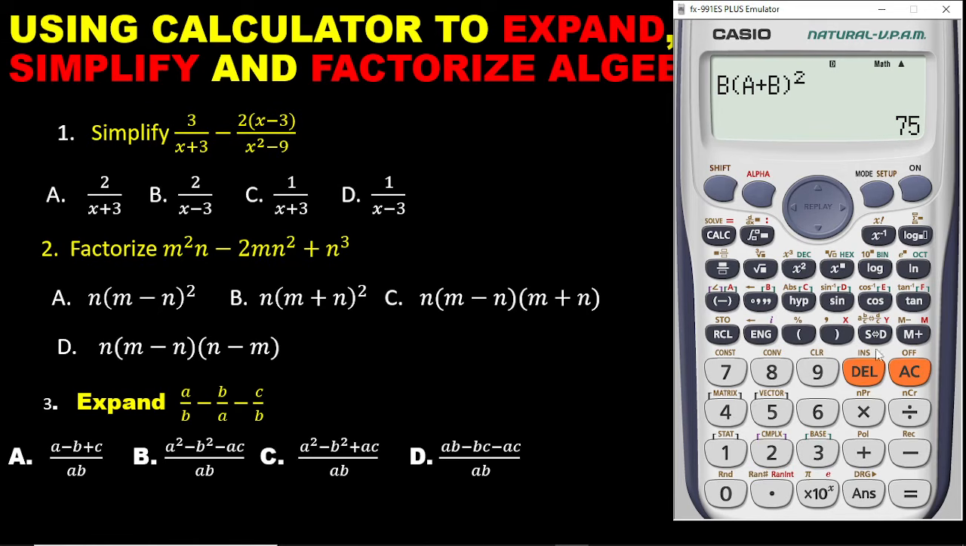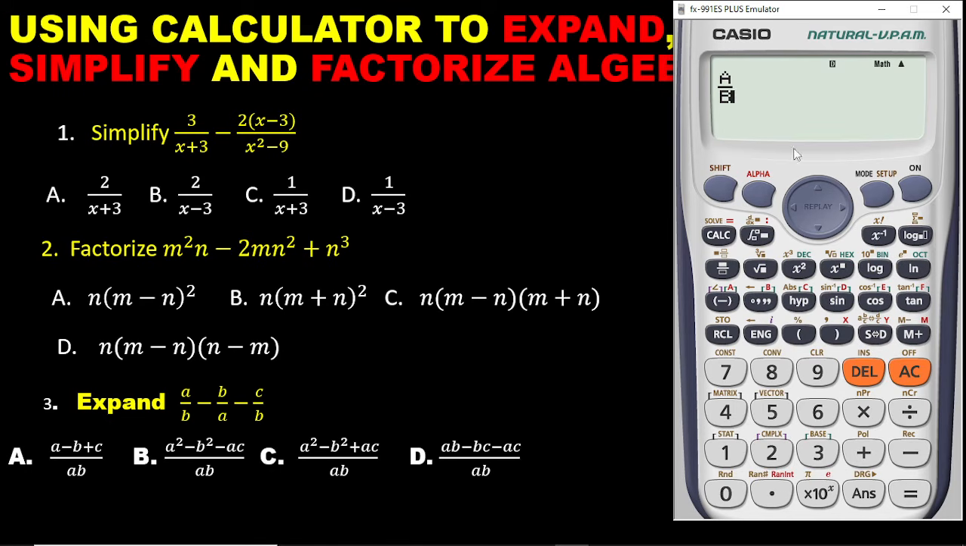Now let's come back to the third question. And the third question, we have to expand A over B minus B over A minus X over C. Thankfully, we have A and B on the calculator, so we can easily use them. Now let's go. So A over B is a fraction. So you click on the fraction key. The top is A. So to get the A, alpha and then A, you come down, alpha and B. So we are done with the first one.